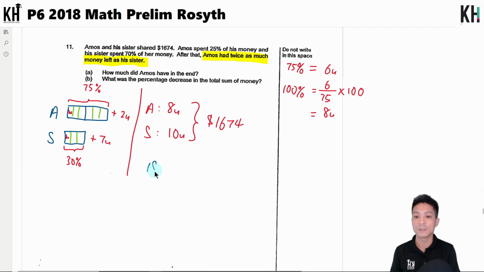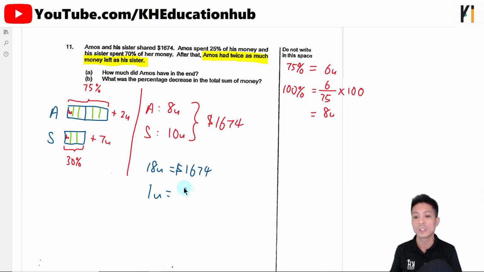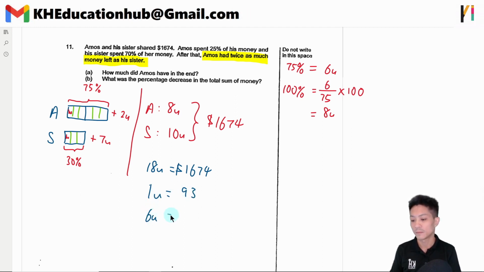Over here, 18 units is equal to $1,674. Okay, so 1 unit will be 1,674 divided by 18, which is 93, and then 6 units will be $558. Okay, so this is the answer for part A.